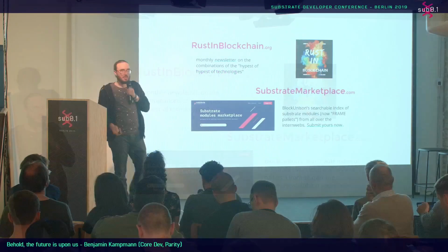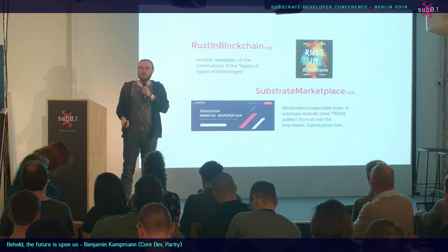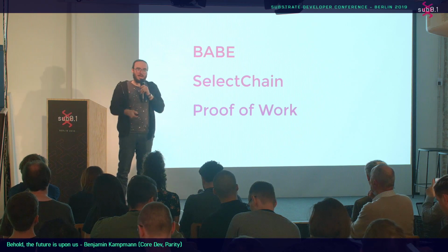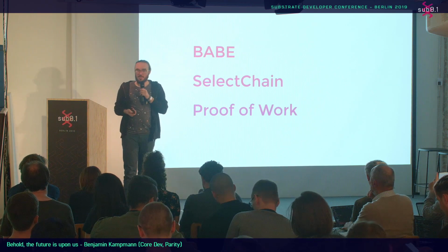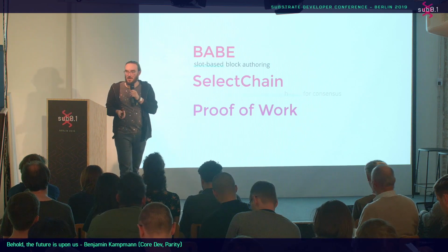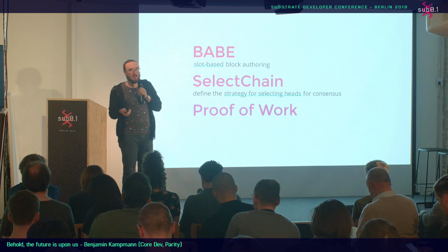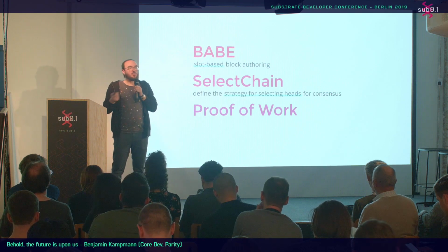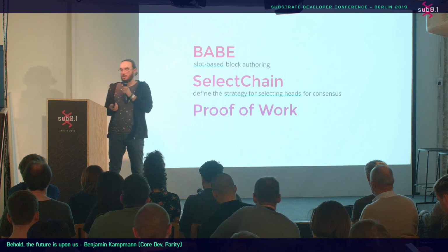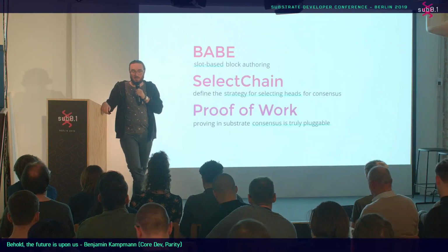But then also code-wise, a lot has happened, and not all of that got mentioned here. Not only between Sub0.0 and now, but also in general, also around that time already. So there's BABE, the new slot-based block authoring mechanism. There's a new way for you to define, if there are multiple forks, which one should be picked. It used to be just longest chain. You can now define that yourself, which is a select chain mechanism. We have a proof of work proving that pluggable consensus actually works. You can build your own consensus mechanism and use that.